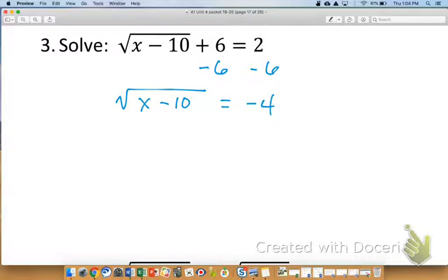This is the square root of something, and this is a non-square root. You cannot add a square root with a non-square root. So when you get here, this step is fine. Once that radical is by itself, how do you get rid of a radical? How do you get rid of a square root? Square it. That's what you need to do.